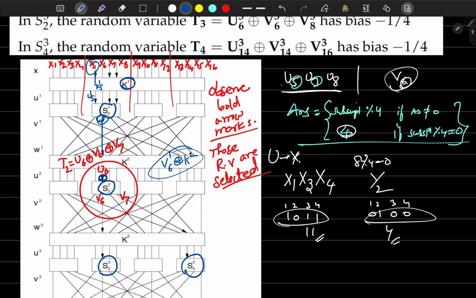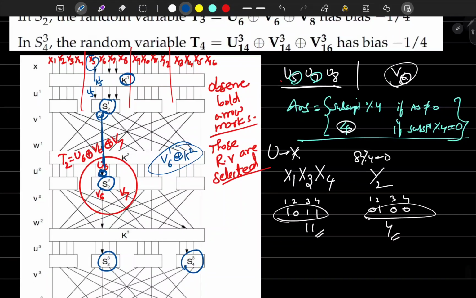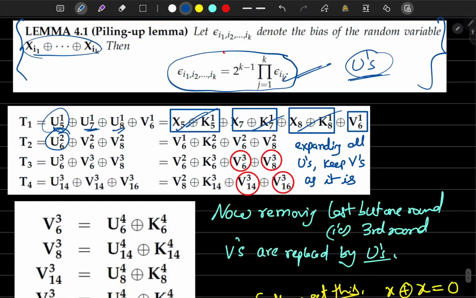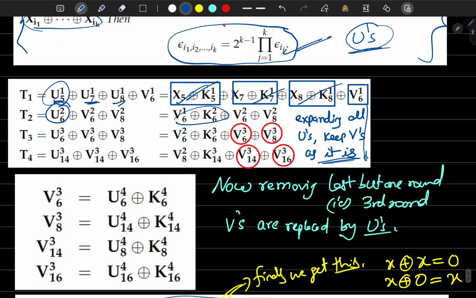So this value is v6, bro. v6 XOR with u will get here. Okay, so that's basically how we expand all the u's and keep these as they are. This is the step. After this, the next step is that again we will replace all the v's. Okay, by replacing we will get these things.